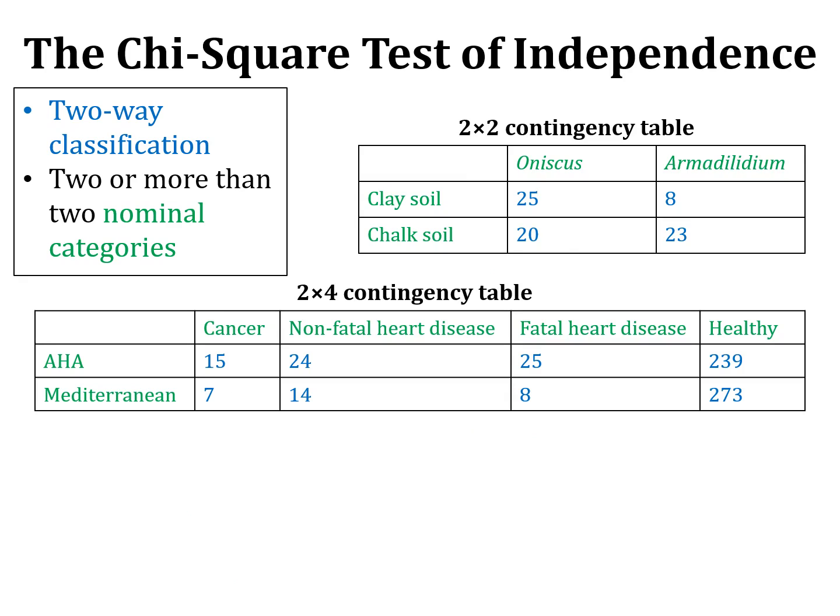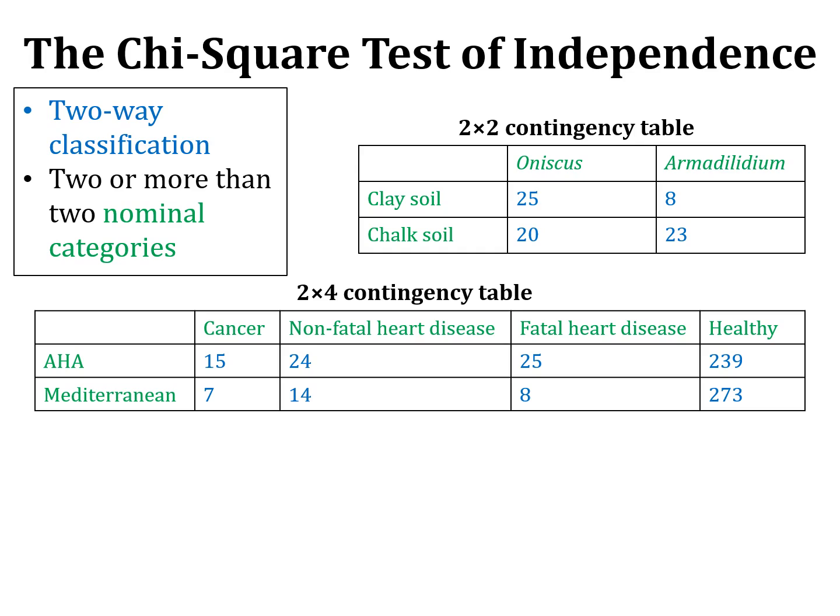Taking other examples of the contingency table, here we have a 2 by 4 contingency table. In this table, you can see that there are 2 rows and 4 columns. So what are the 2 rows? These 2 rows represent the diet recommended by the American Heart Association, and the Mediterranean diet. And in the columns, we have the health status of individuals: the cancer cases, non-fatal heart disease cases, fatal heart disease cases, and healthy individuals.